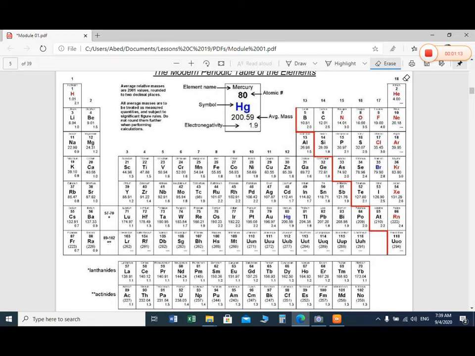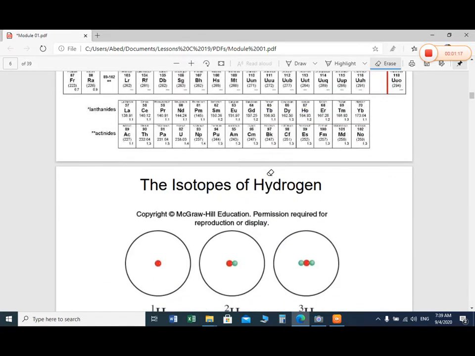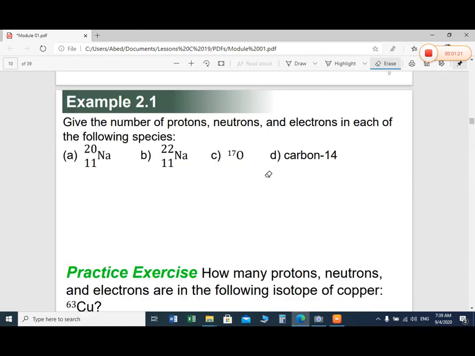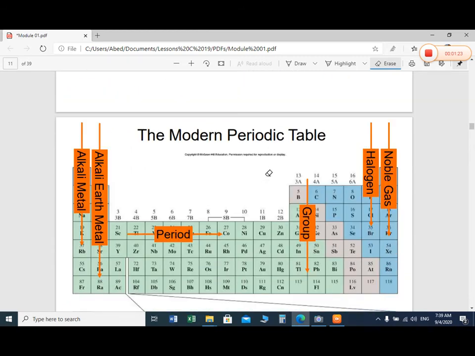And there are 18 groups in the periodic table. So let's come back again to the same periodic table to learn about the groups. So 18 groups are there, but some of them have names. Number 1 group has the name alkali metals. Number 2 group is the alkaline earth metals.